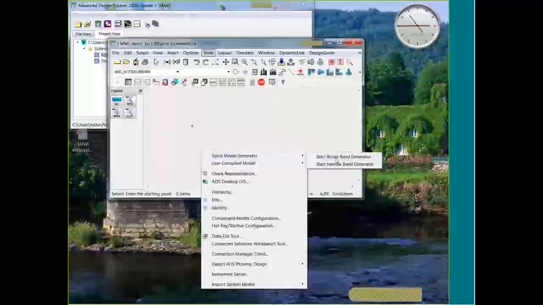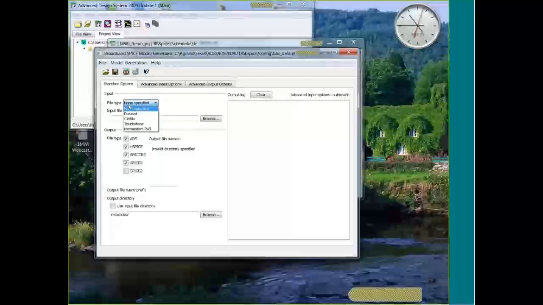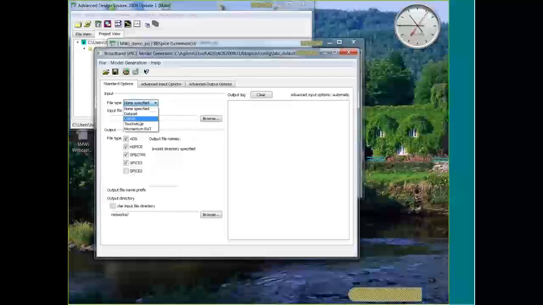So when I bring this up, it shows a pretty simple UI. Basically, since this broadband SPICE model generator generates the models based on either measured or simulated results, you need to pick what data you will be using as an input. So you go with the dataset here, or you could go with the CD file or Touchstone data.